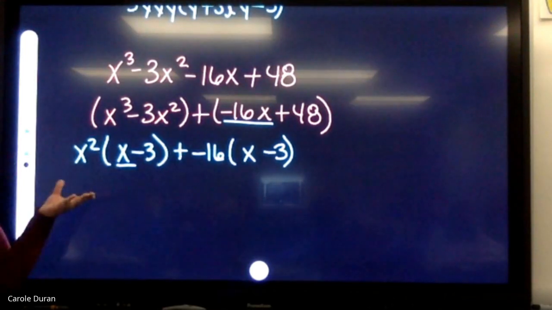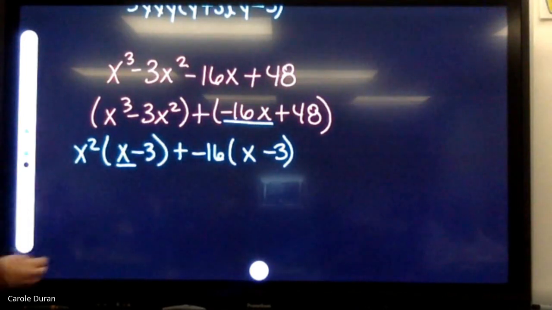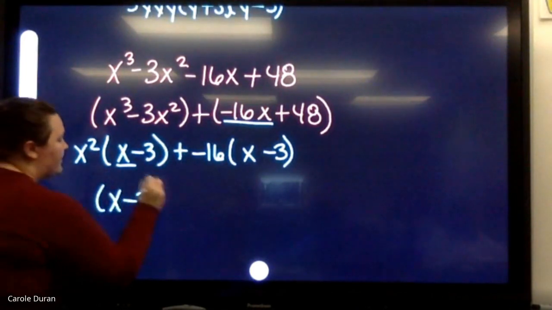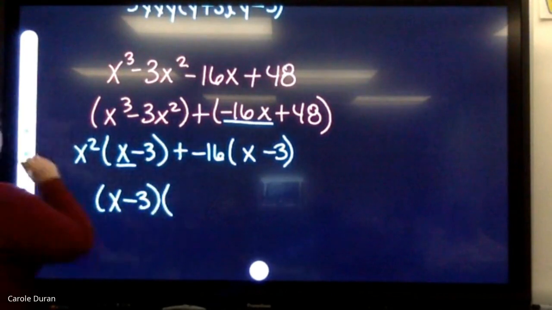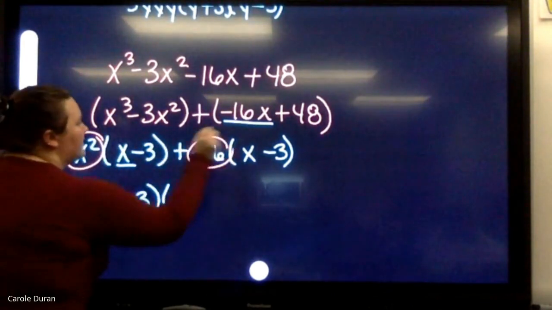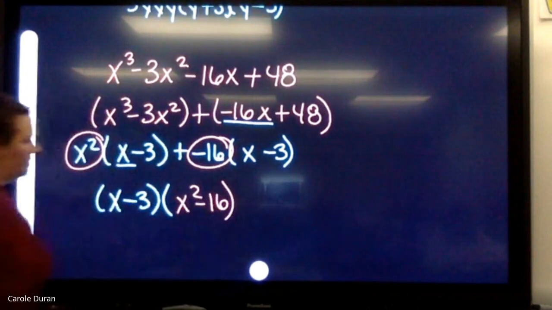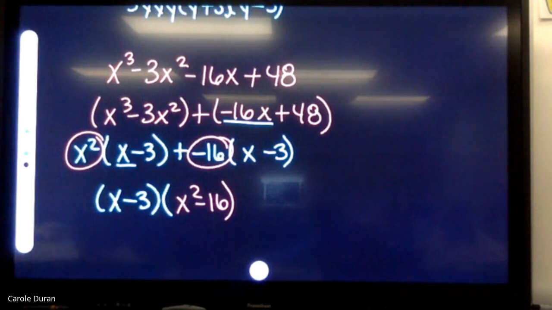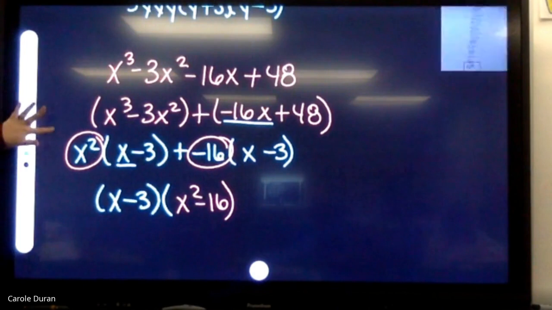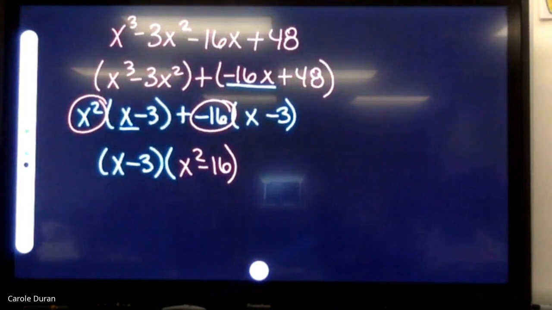Okay, so now that I have it grouped, I can go ahead and write my factors. My first one is what they have in common, which is x minus 3. My second one is what I took out of each of these groups, so x squared minus 16. Do you have to write it that way? I think the x squared minus 16 goes first. It doesn't matter. Order doesn't matter for multiplication. Am I finished? Jalen, say that louder. X squared minus 16 is first.